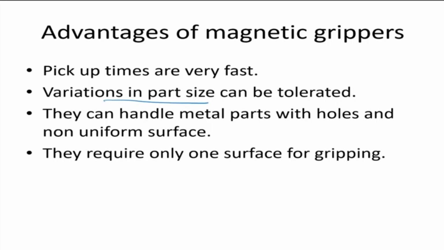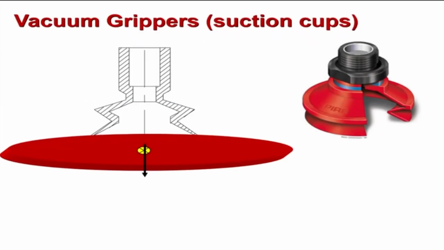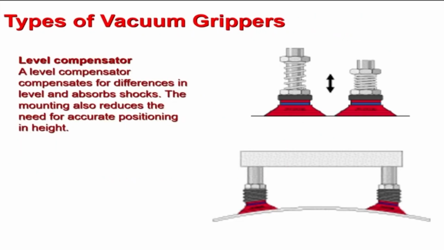They can handle metal parts with holes and non-uniform surfaces. Then they require only one surface for gripping. Unlike a gripper which catches on two surfaces, this catches only on one surface. Now, the other kind of gripper which is used very commonly is the vacuum cup gripper. How it works is we have a vacuum cup, which is shown here. It is taken and pressed onto the object and the air is expelled. Once the air is expelled, the vacuum is created and this gets attached onto the gripper. Then you take it wherever you want and release the vacuum. This is an example of a vacuum cup gripper.